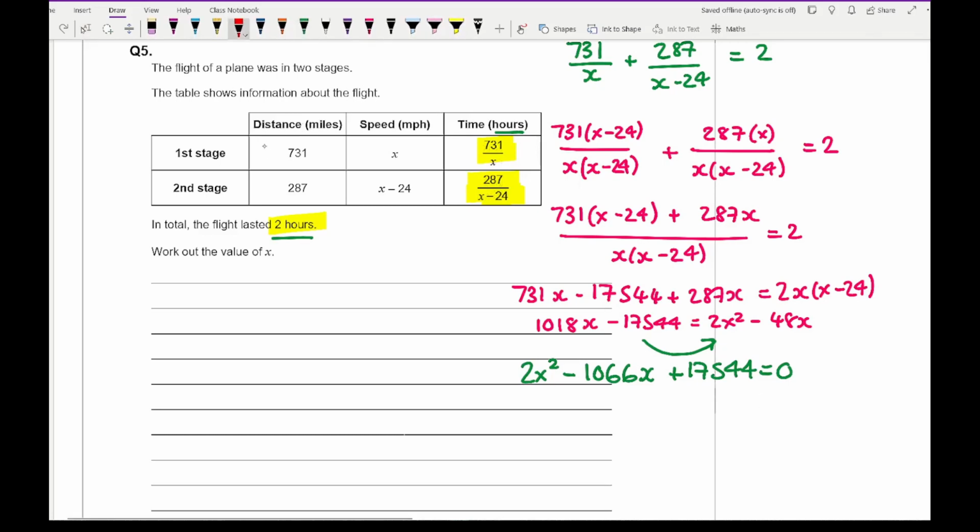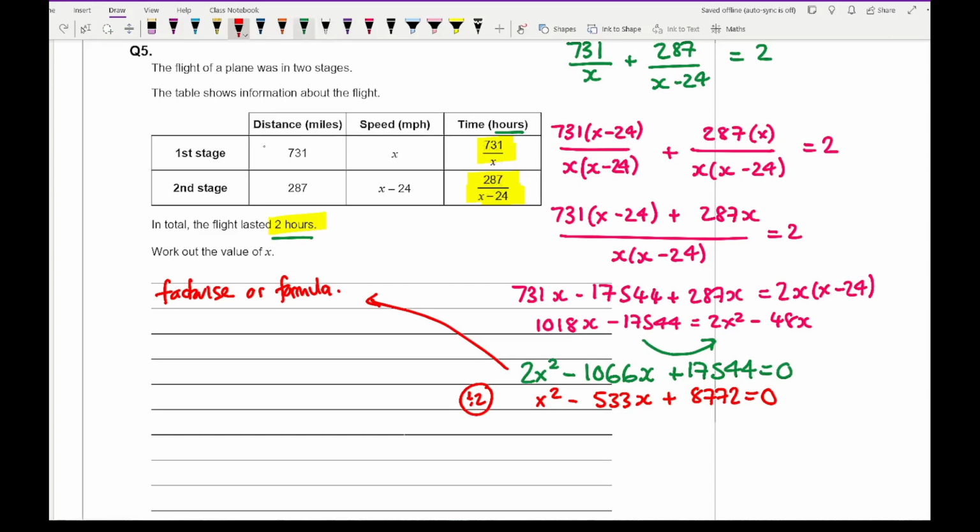There's a couple of ways in which we could do this. We could either factorize, and this does factorize. It'd be very good if you can spot that, or we could use the formula, and it depends on however you want to do it. One thing you might spot is that the coefficients of x and the constant are all multiples of 2, so we can divide everything by 2. If I divide everything by 2, I get x squared minus 533x plus 8772. You might think I've not made that any easier, I'm still dealing with big numbers, but it makes it easier to calculate, though it's not essential.